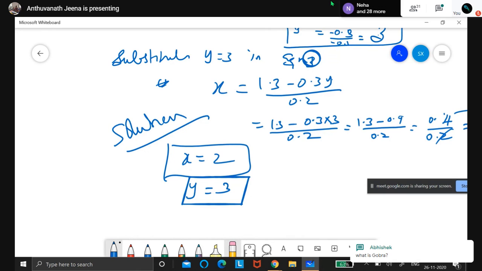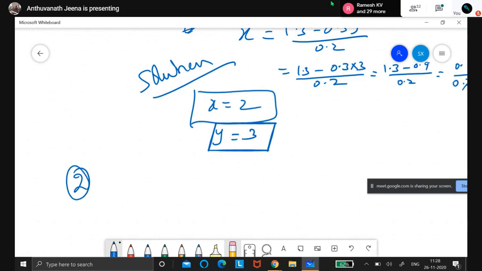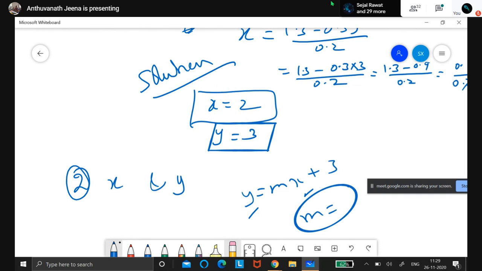Yes, ma'am. So the first sum, second sum, and fourth sum we did. You can do the first main. Now the second main, what should you do? Find x and y by any method as usual, and then substitute in the equation y is equal to mx plus 3. Substituting the x value and y value, you will get m. Find the value of m like that. Find x and y, substitute that in y is equal to mx plus 3, and you get m is equal to something.